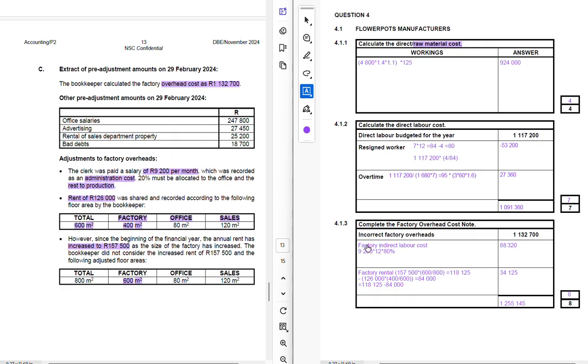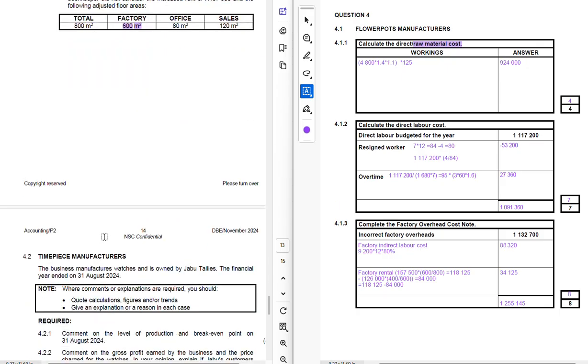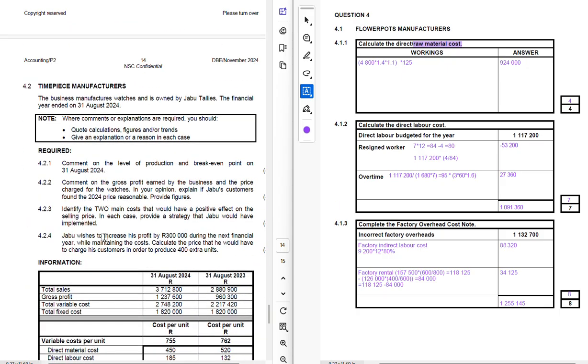Now we're done with the question up until 4.1.3. Now we're going to look at the next question, which in this case is 4.2.